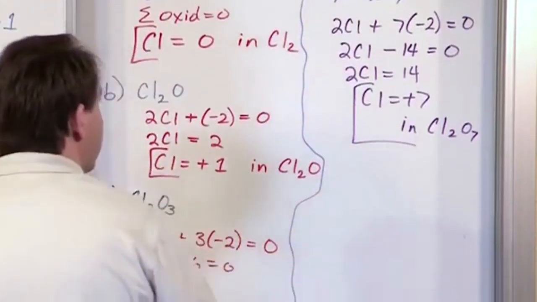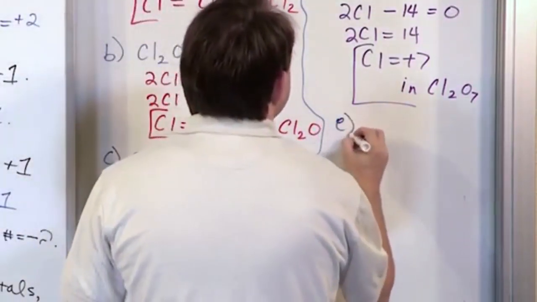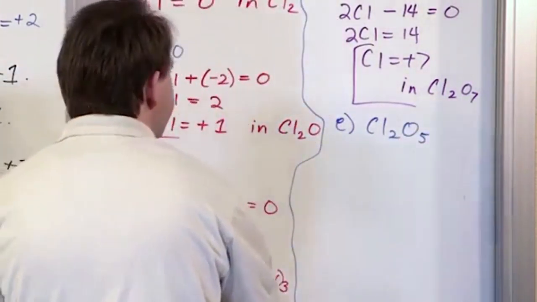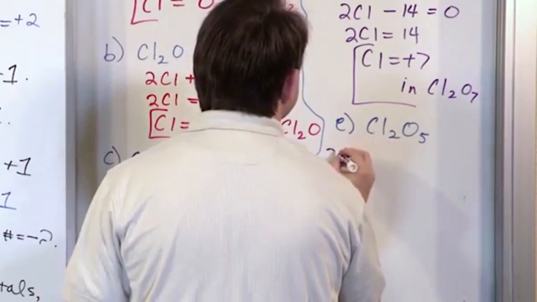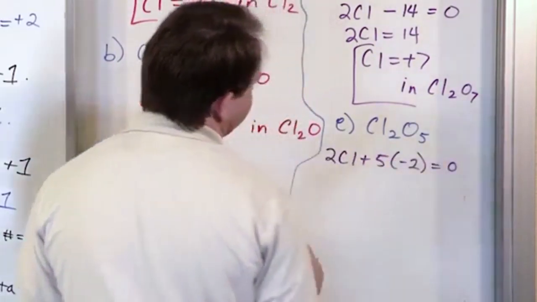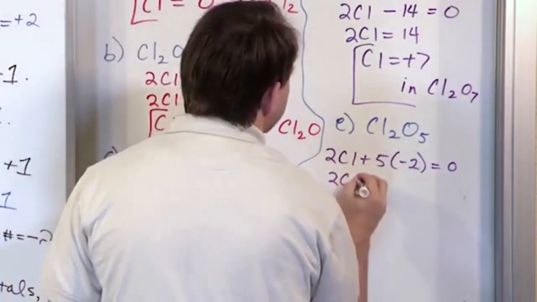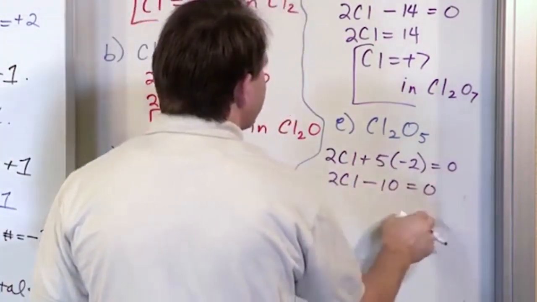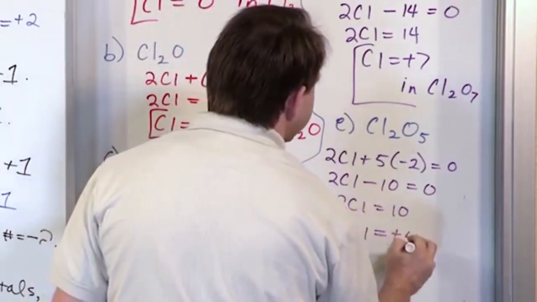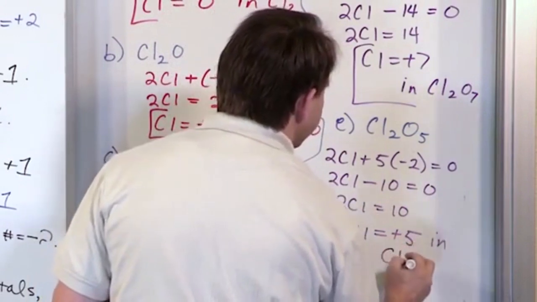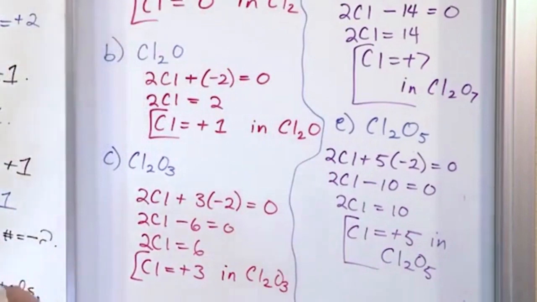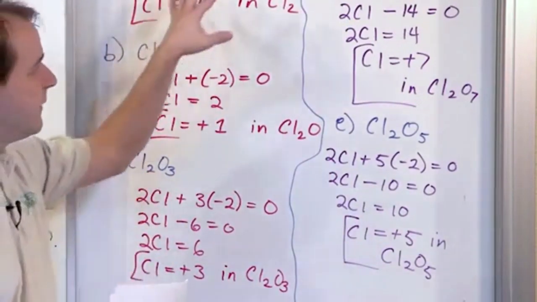And then we'll do the final one here. The final one is Cl2O5. And then when we do that, what we'll find is we have 2 chlorines, 5 oxygens, each one's -2, and then we have to get 0. So we'll multiply this, 2 chlorines, and then we'll move the 10 over, and then chlorine is going to be equal to +5 in Cl2O5. It'll be +5.